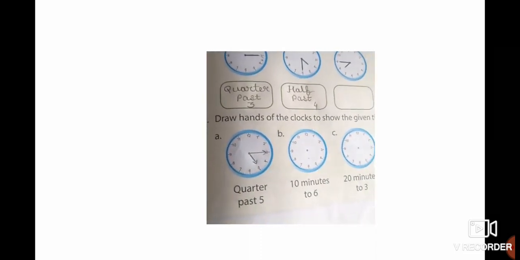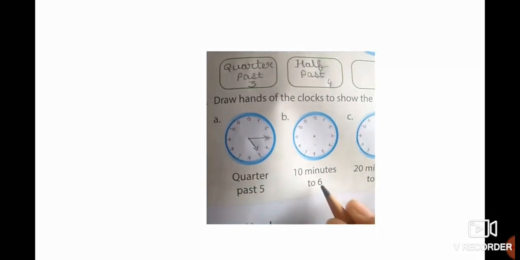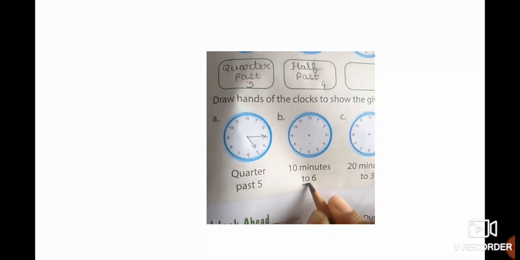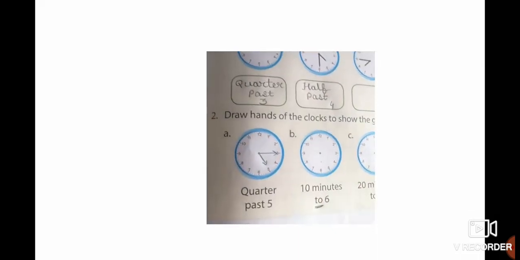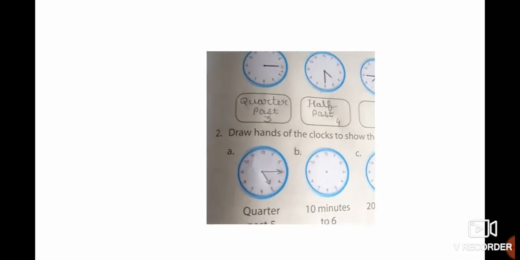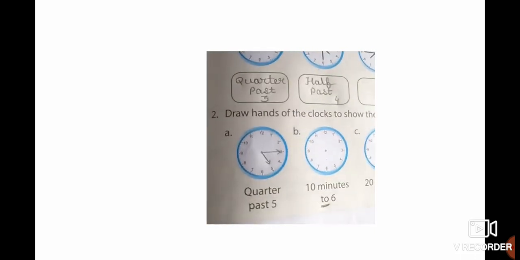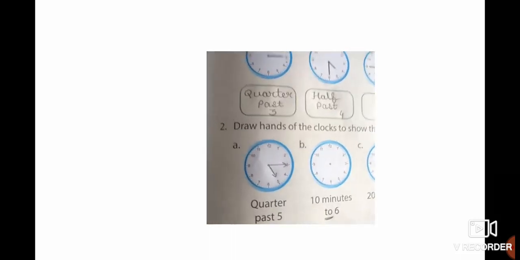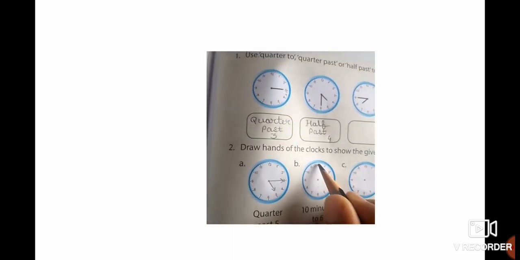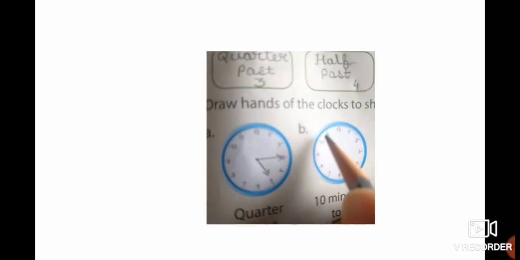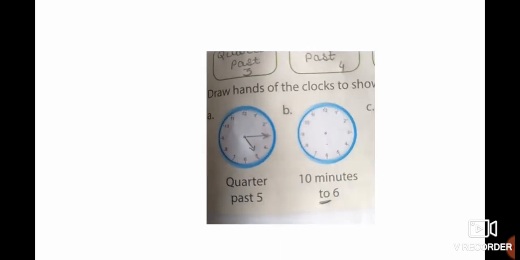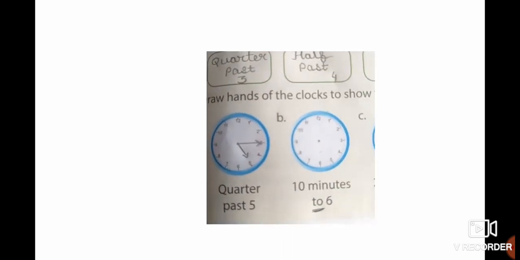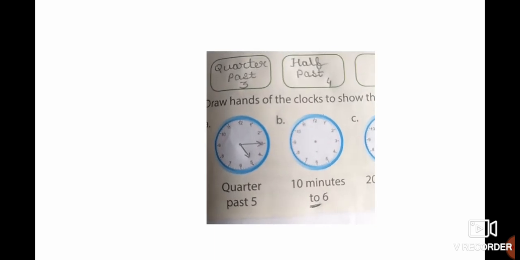Next one, B, 10 minutes to 6. So students, now with 10 minutes to, the word "to" is very important. When you see the word "to", you have to identify that you are going to count the minutes backward, meaning from 12 to 11, 11 to 10, 10 to 9. So 10 minutes to 6 means there are 10 minutes left for 6 o'clock.